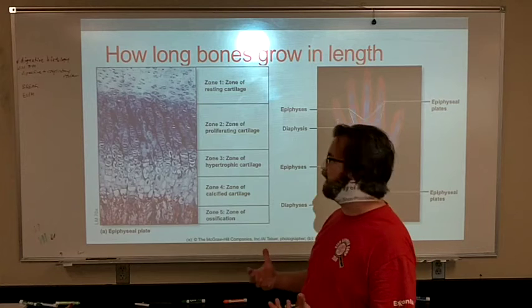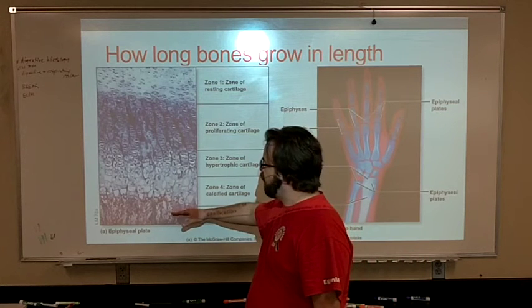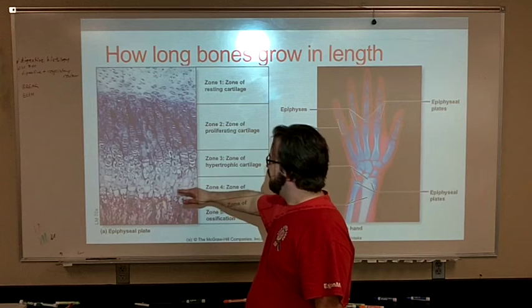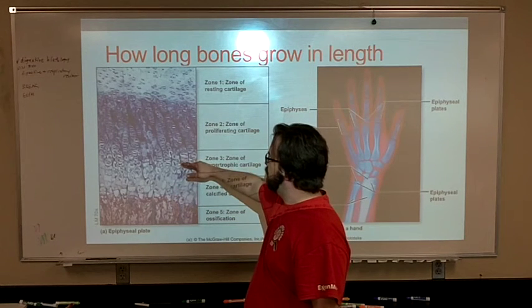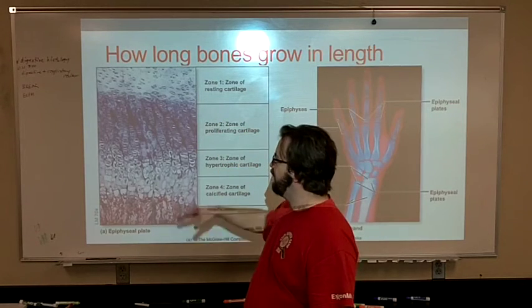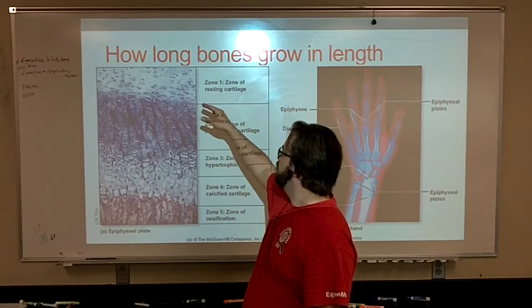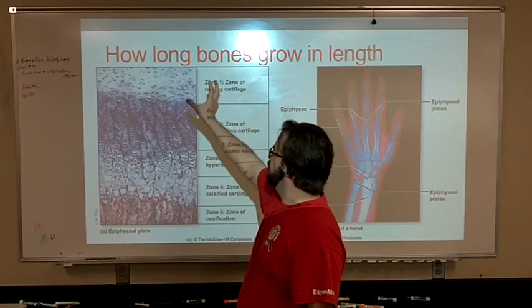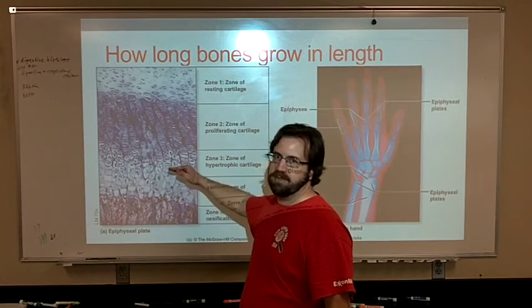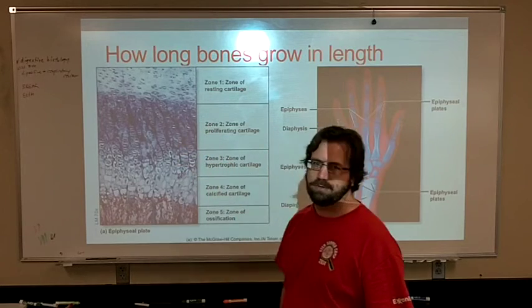And one last explanatory note is that as this gets ossified, then the ossification center moves up, and the calcification center moves up, and the hypertrophic zone moves up, and the proliferating zone moves up. And so that's how you add length to the bone: you keep pushing the resting cartilage up and replacing it from the bottom with more and more bone.